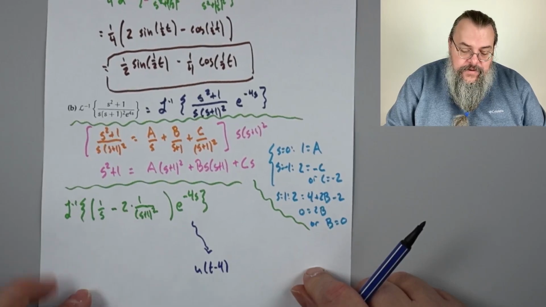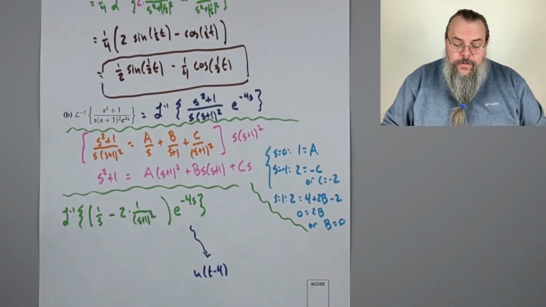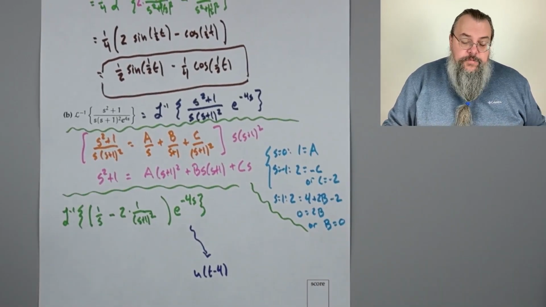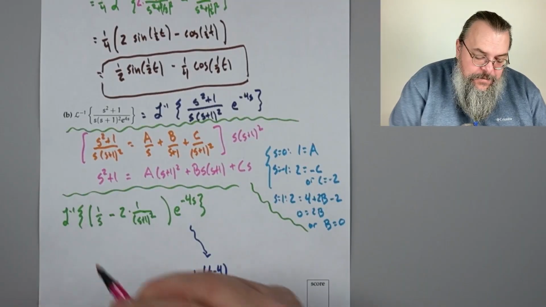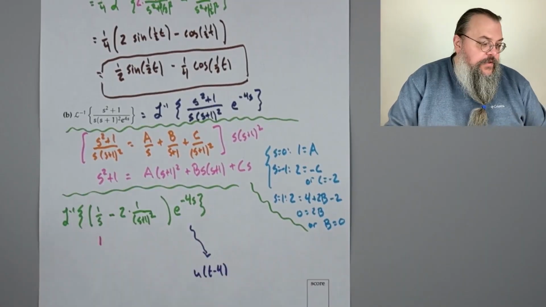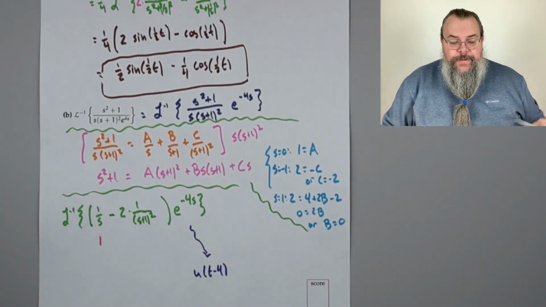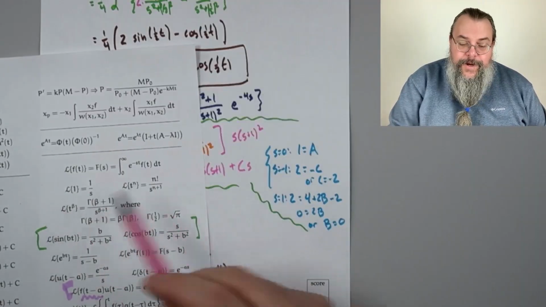Well, 1 over s by itself would be what? Well, it would be 1. Inverse Laplace of 1 over s is 1. That's on our table somewhere. It's actually right near the top of our table. See, 1 over s, 1.